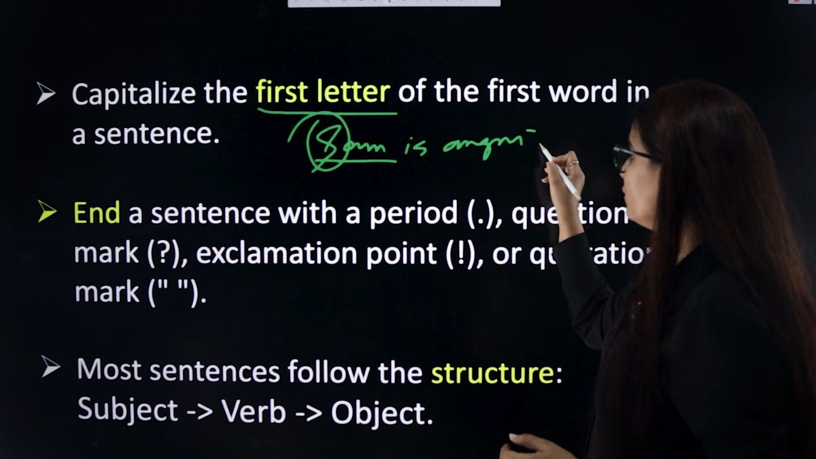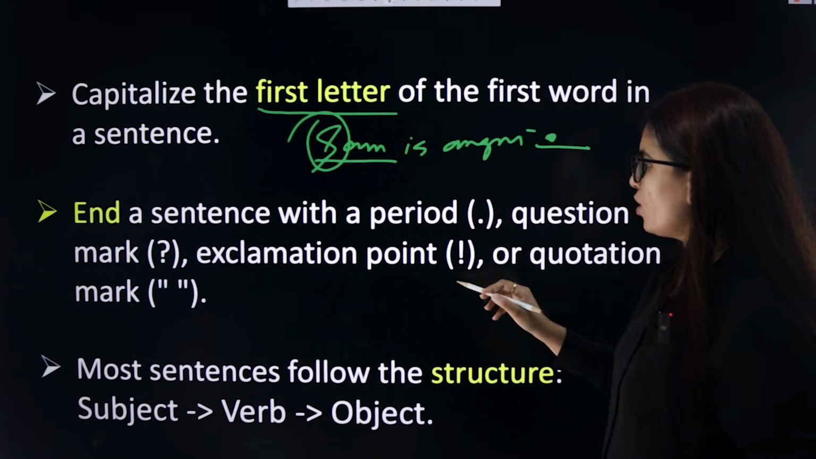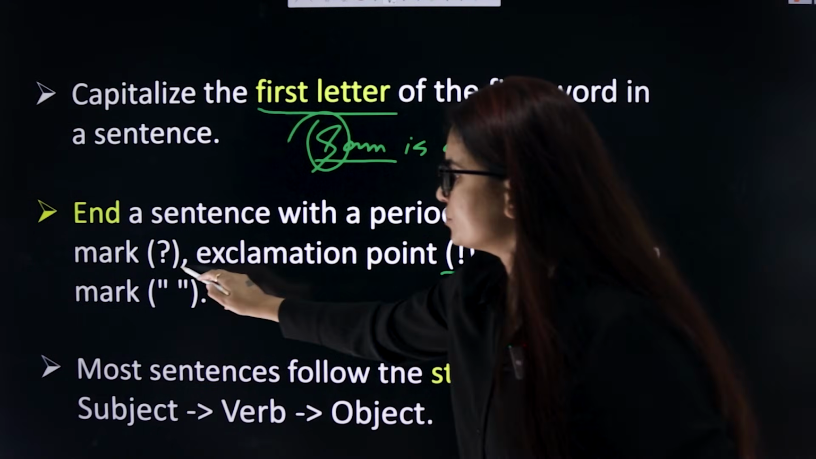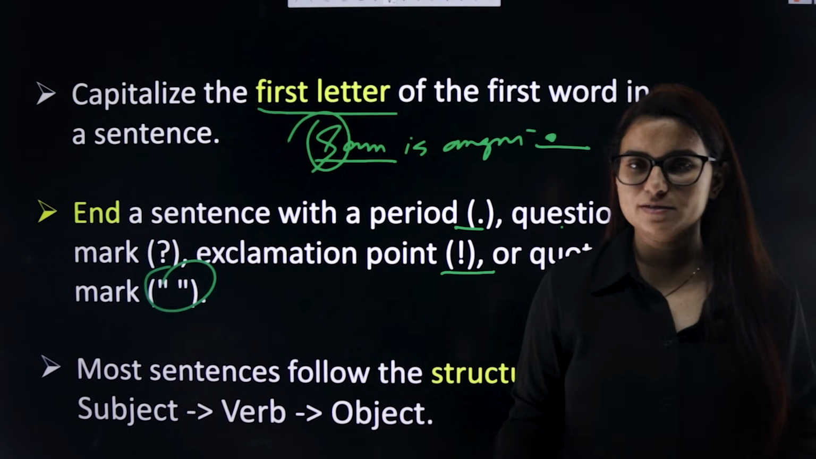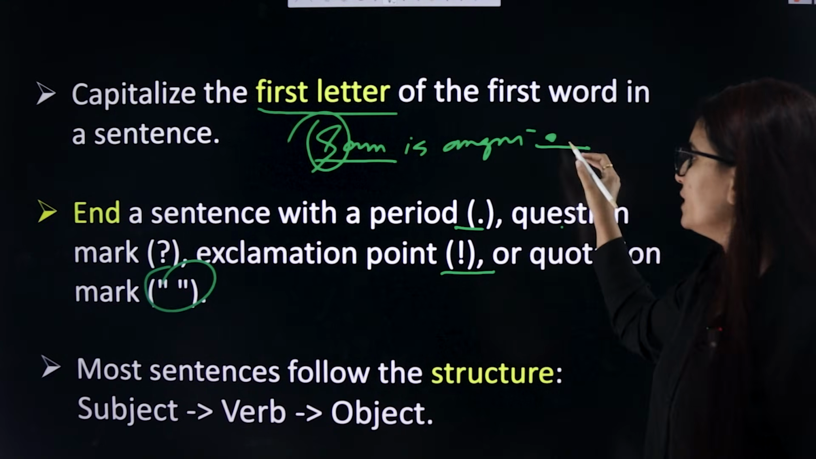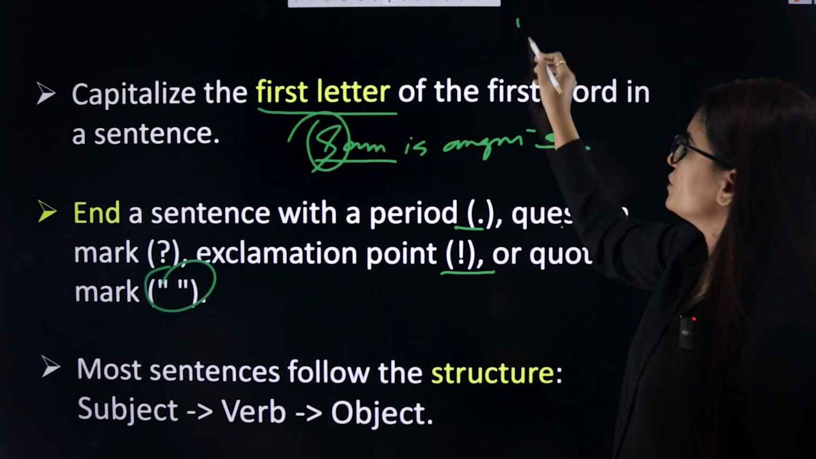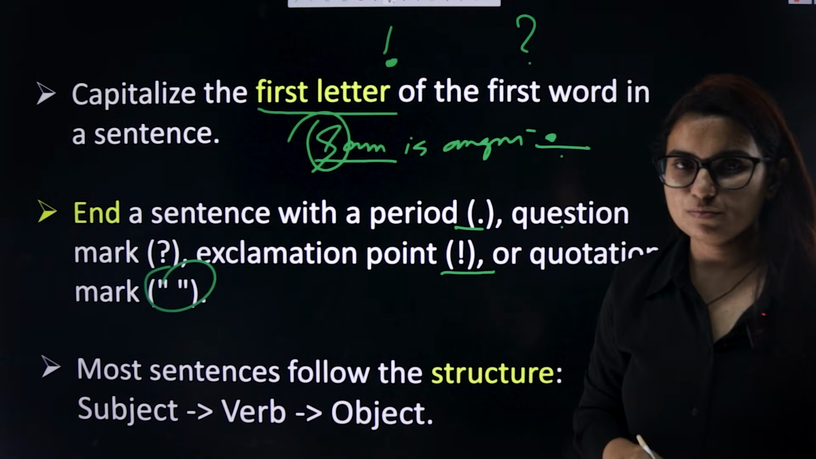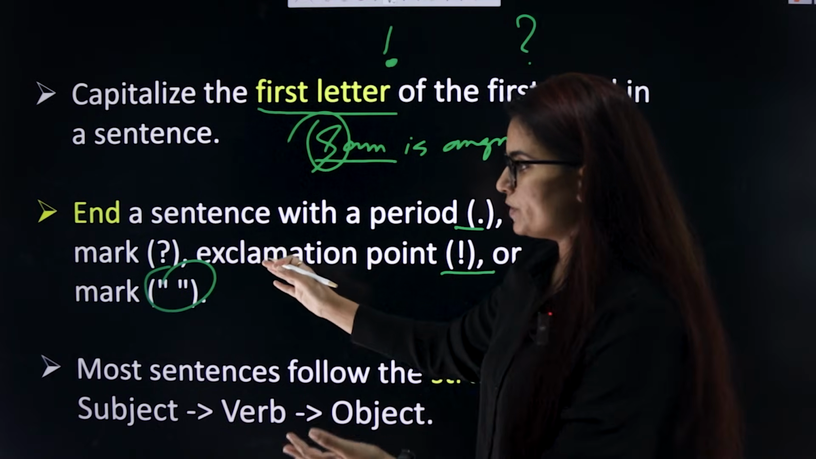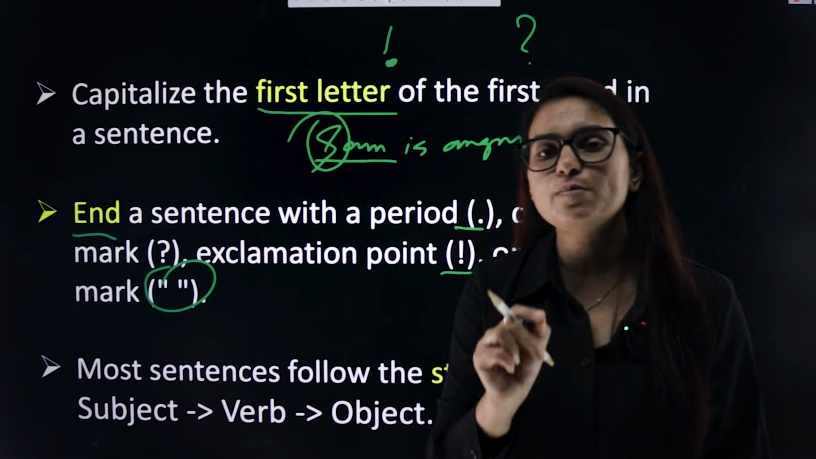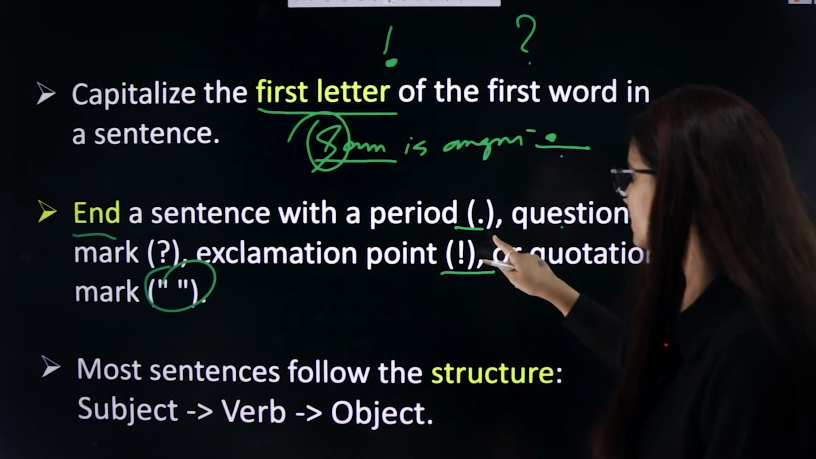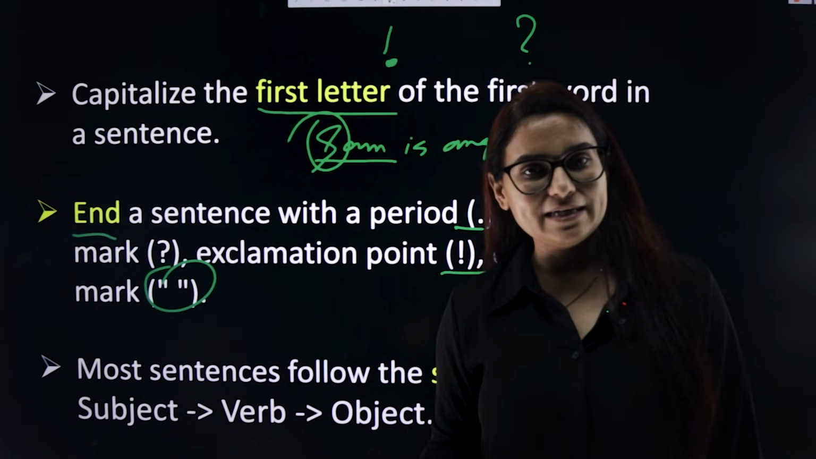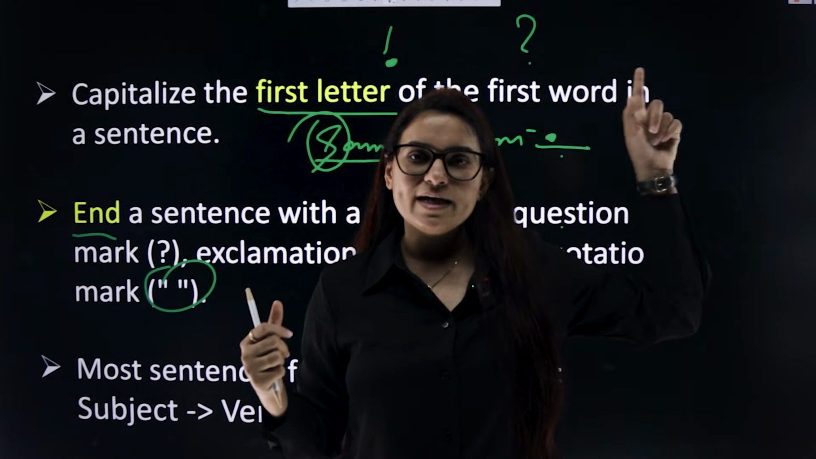Second, the end of the sentence should have a full stop, a question mark, an exclamation point, or a quotation mark, based on what kind of sentence you are writing. If you're writing a normal sentence, put a full stop. If you are asking a question, put a question mark. If you are writing imperative sentences, put an exclamation point. You always have to have the right punctuation. These signs, full stop, quotation mark, are called punctuations.